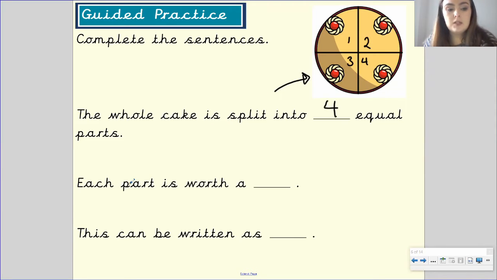That means each part is worth what? Pause the video to have a think. Well done. Each part is worth a quarter. This can then be written as 1, then a line, and then a 4. That shows a quarter.